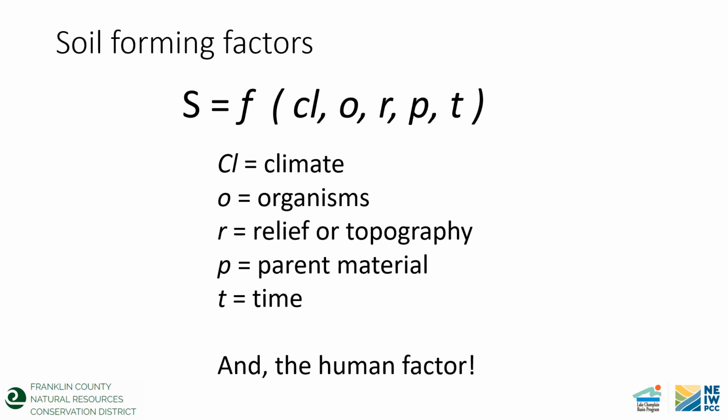This equation shows that the state of a soil is a function of these 5 different factors. We call these the state factors, and they are climate, organisms, parent material, relief or topography, and time. And while it's not an official state factor, human land management has an incredible influence on soil that cannot be overlooked. So we'll talk about that as well.